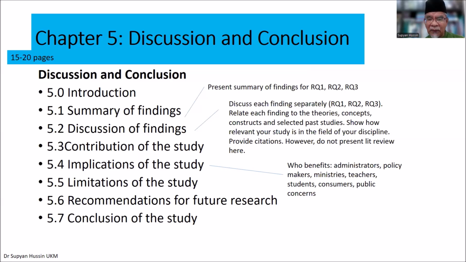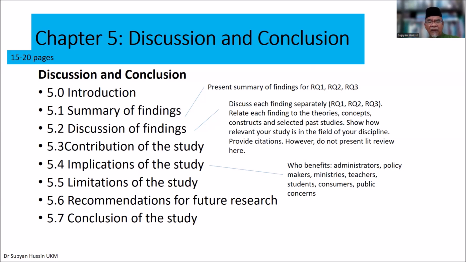So when you try to relate the finding, you relate to the theories, you relate to the concept you talk about in chapter 1 and 2, and also you talk about the selected past studies in chapter 2. How do you relate? How do you show the meaning or how relevant your findings are today with the past studies? But do not do any new literature review in chapter 5. Simply provide citation, show relationship between your study, your finding with the findings in the past.